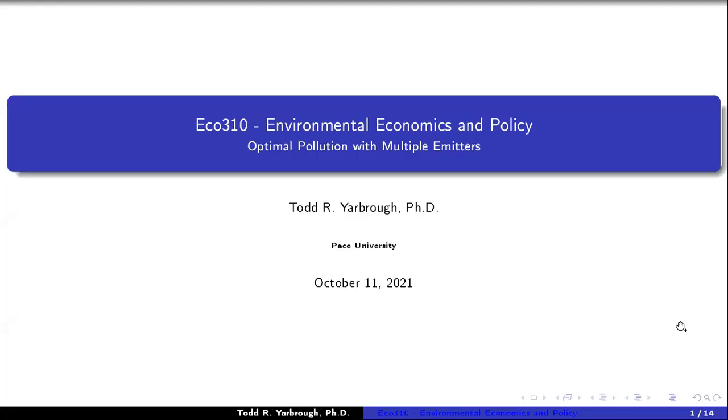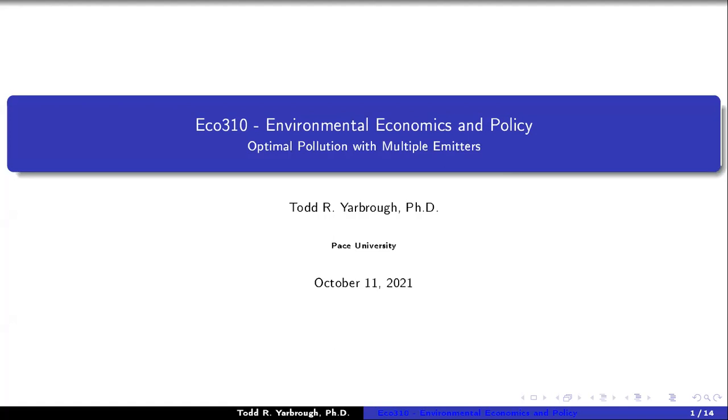Okay, in this short video, what I'm going to do is combine a lot of what we have thus far talked about in class with respect to negative externalities and the policies to mitigate them. In the scenario that we're getting ready to talk about, we have a pollution problem that the government wishes to reduce, and it is complicated by the fact that there are multiple emitters.